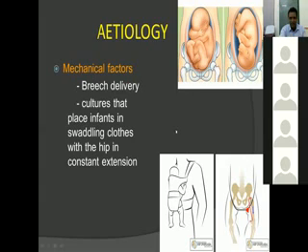The same thing applies in cultures where people carry the baby in swaddling clothes with the hip in extension. This will also lead to abnormal development of the acetabulum, leading to subluxation or dislocation of the hip.